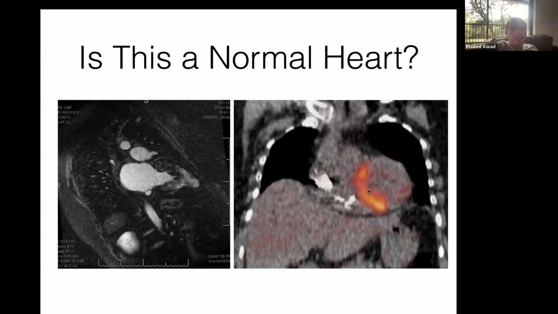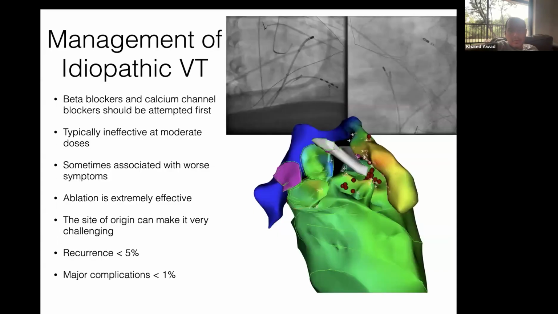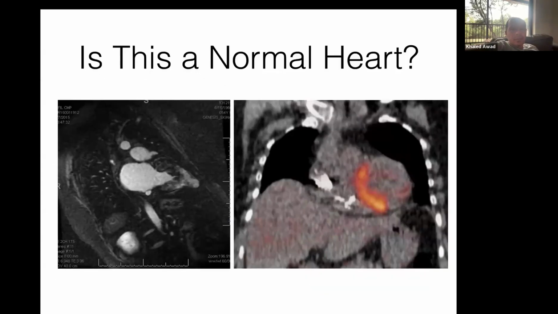Now, this is somebody who had a completely normal left ventricular ejection fraction, and they might not have even had syncope. But you have to be able to look at the VT and say, well, something about this is not right. Let me get more information. Well, okay, so now we talked about the difference between those two.